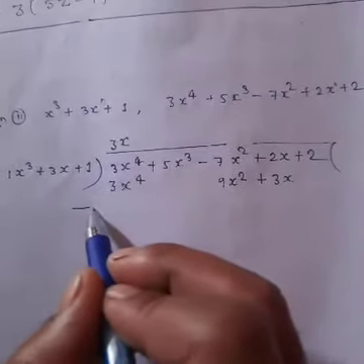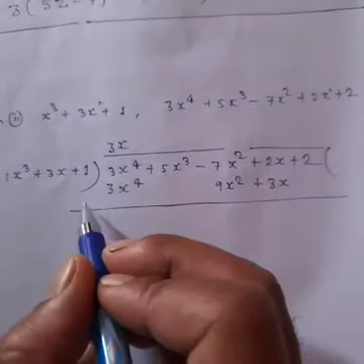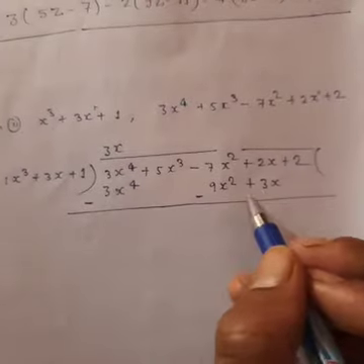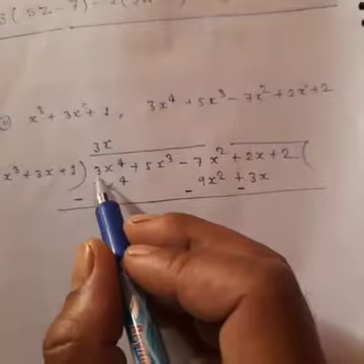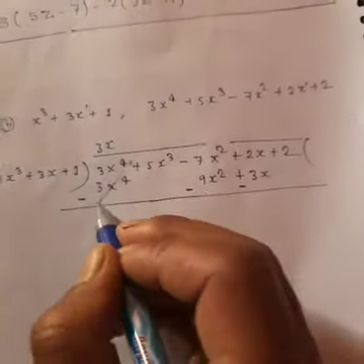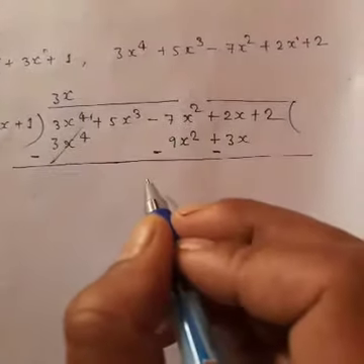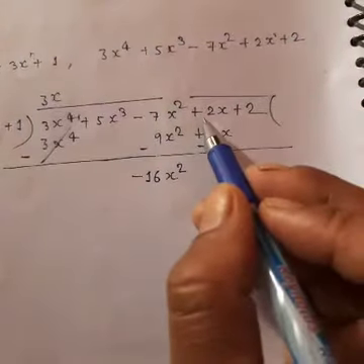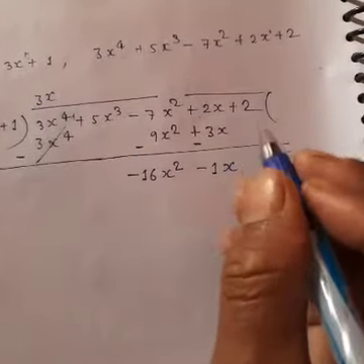Now the first multiplication has been completed. Now we will change the sign of the subtrahend. 9x square is positive, so it will become negative. Here 3 will also become negative. Now 3 minus 3 we will subtract, so 0, this term cancels. Minus 7 minus 9, so same sign, we will add these terms. So minus 16x squared, minus 1x and plus 2.